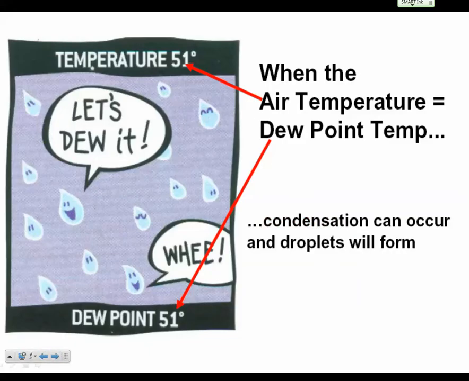Now we have equality here. Temperature is 51, dew point's 51, condensation starts to occur. And you can see the raindrops are real happy about that. Let's do it.